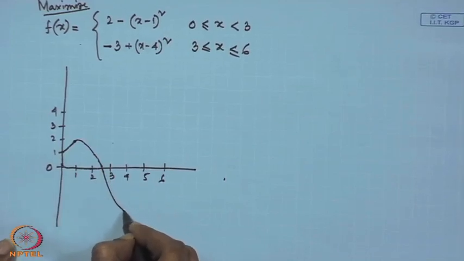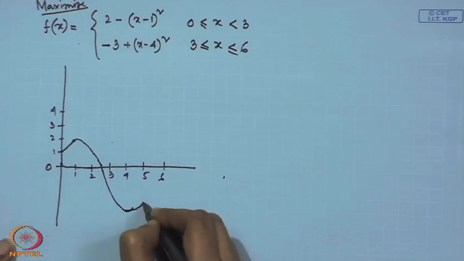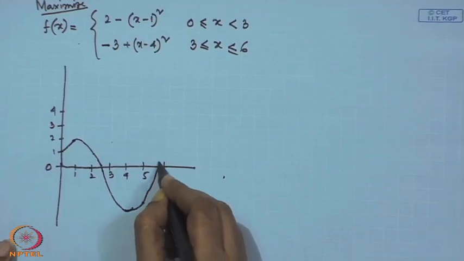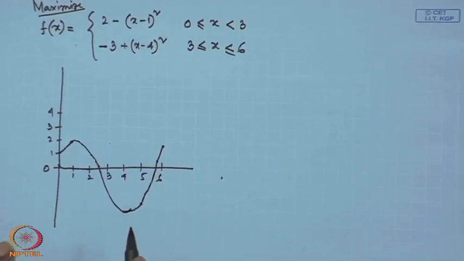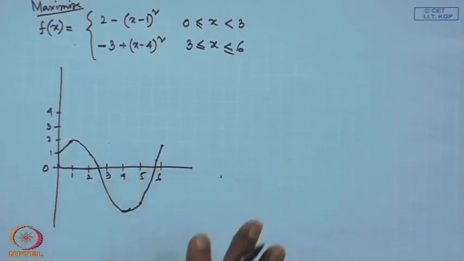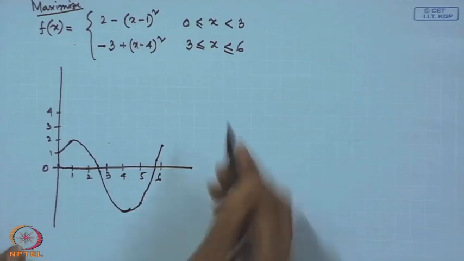At 4 it will be a local minimum, and this is defined up to this. This is the graph for us. Now, without looking at the graph, let us try to apply the classical optimization technique.